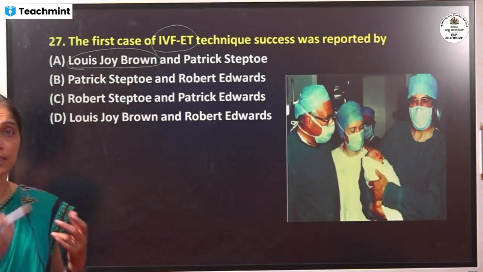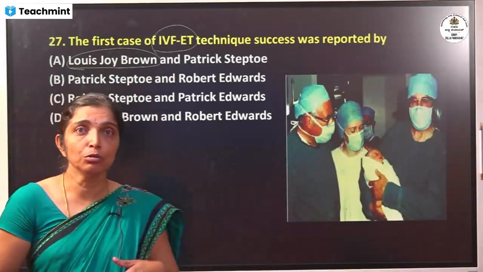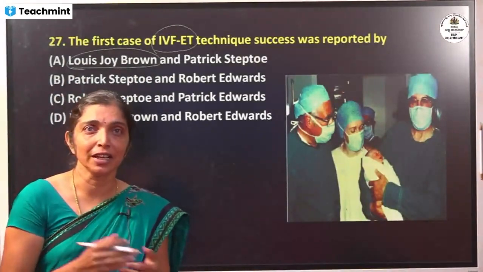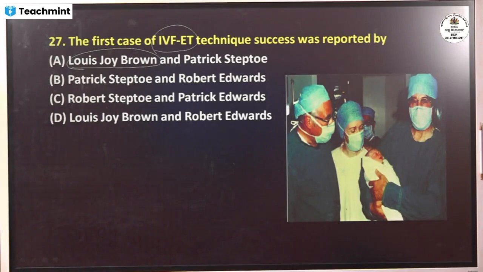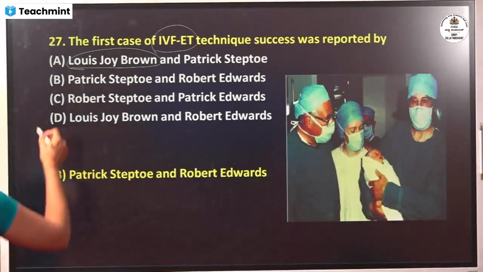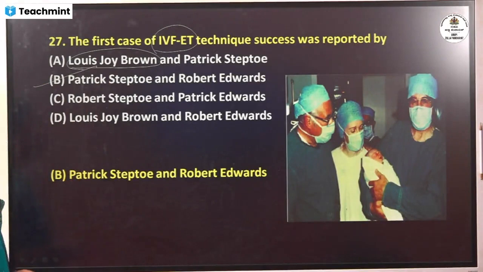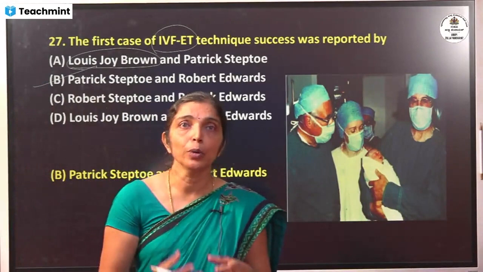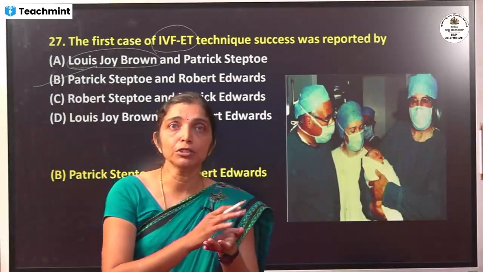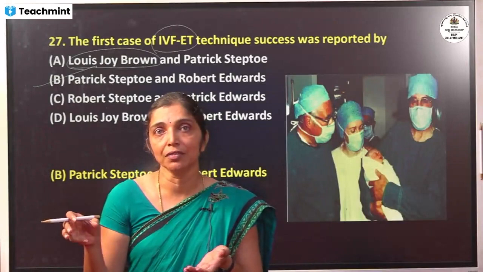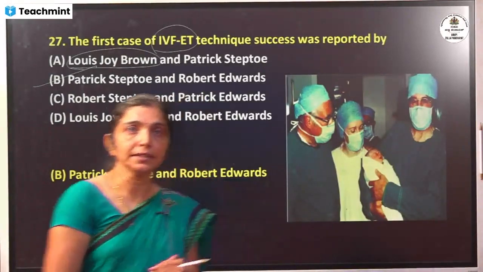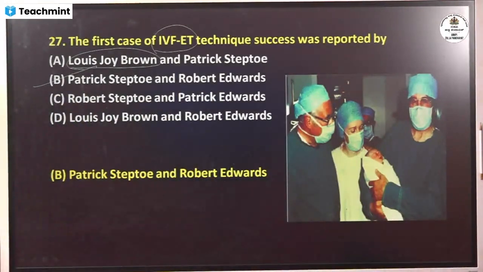So definitely she is the baby, and she was not the one who developed herself into a test tube baby, so that is not the right answer. Which is the right option over here? We have Robert Edwards and Patrick Steptoe, who actually were able to get the first successful IVF baby born, that is Louis Joy Brown, in 1978. So the right option over here is B, Patrick Steptoe and Robert Edwards.